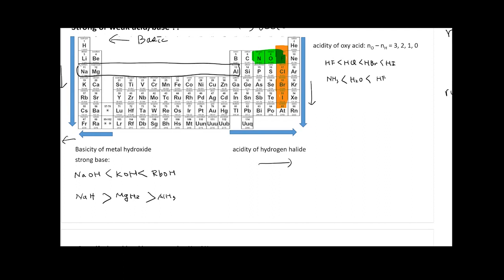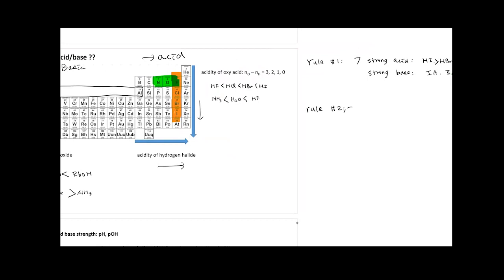So that's our rule number 2 and number 3. One is for acid, one is for base. Rule number 4. If today you have oxoacids, then you can further judge based on the differences between the number of oxygen atoms and the hydrogen atoms. If you have a larger difference, then you have a stronger acid.